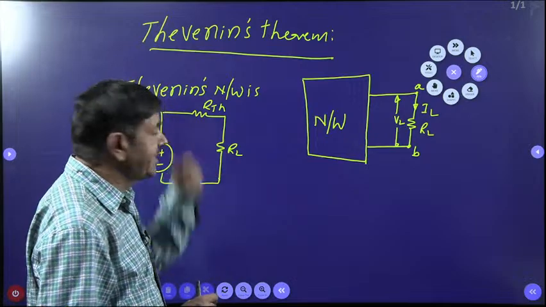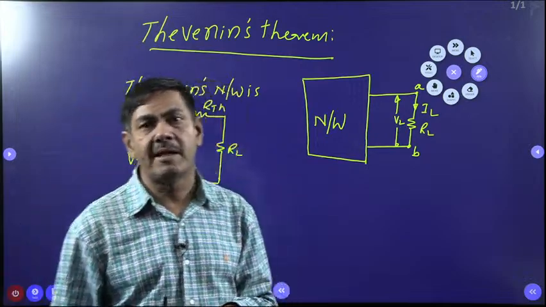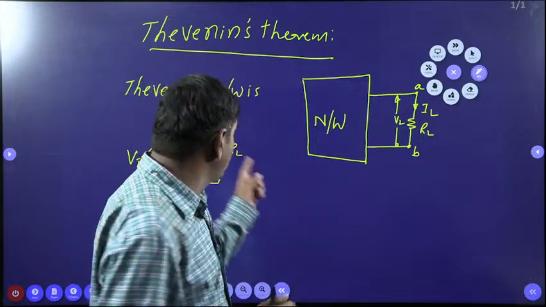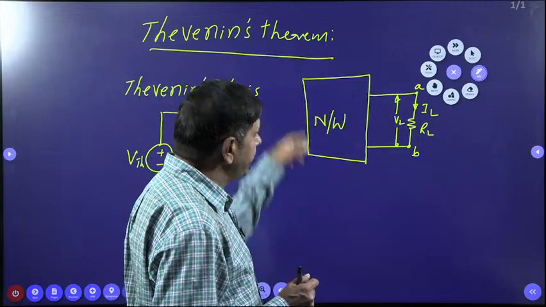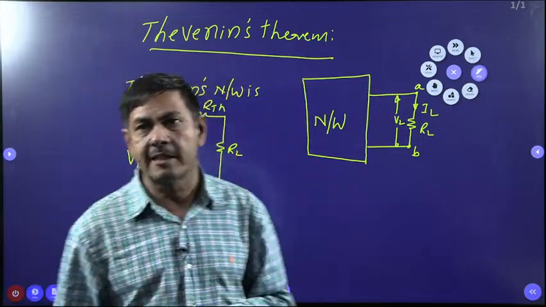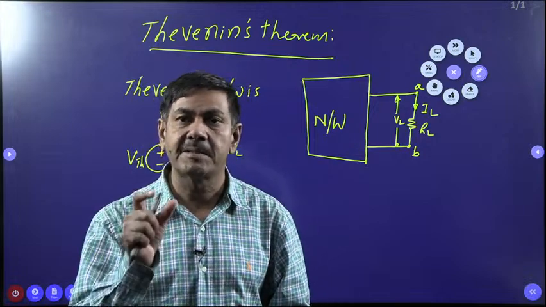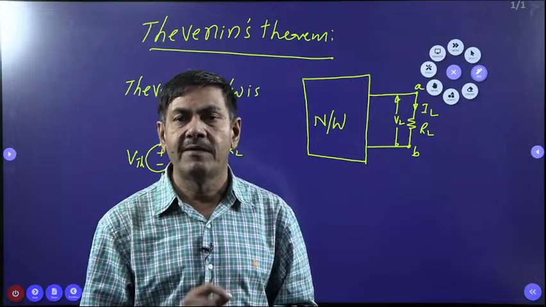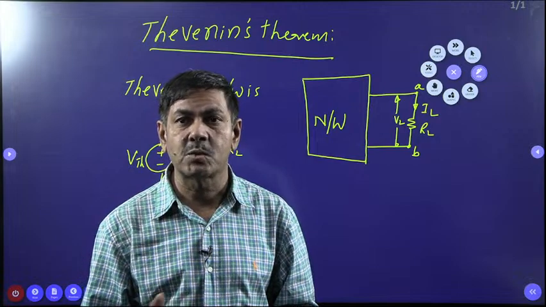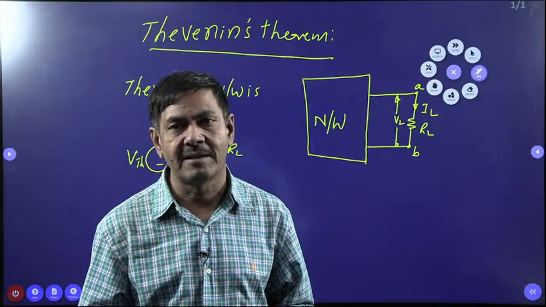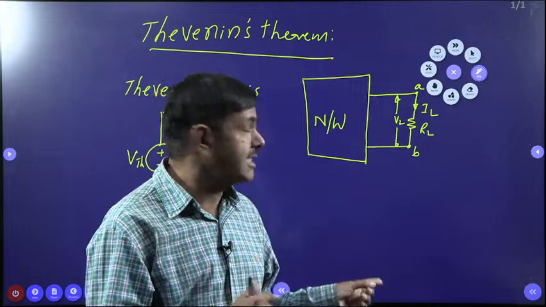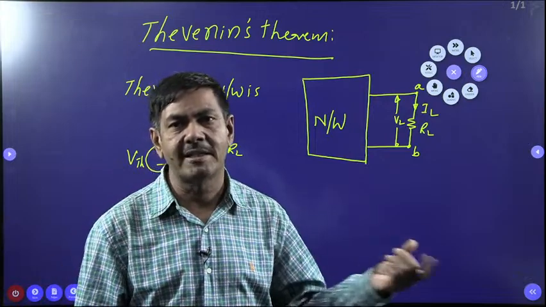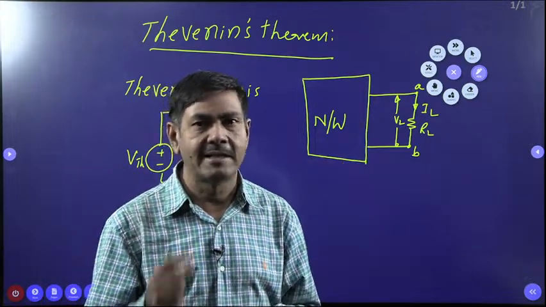What about RTH? RTH is calculated by different techniques. How can we find RTH? Suppose you are given independent sources. Wherever independent voltage sources are given, they must be shorted at first. And wherever independent current sources are given, they must be open circuited. Then find the resistance across AB. The load is removed, and you calculate the resistance across AB. You will find the RTH. Understand my point now? That is the way we can get it.